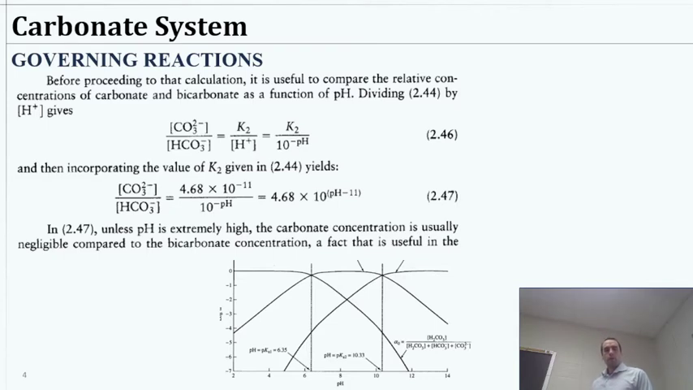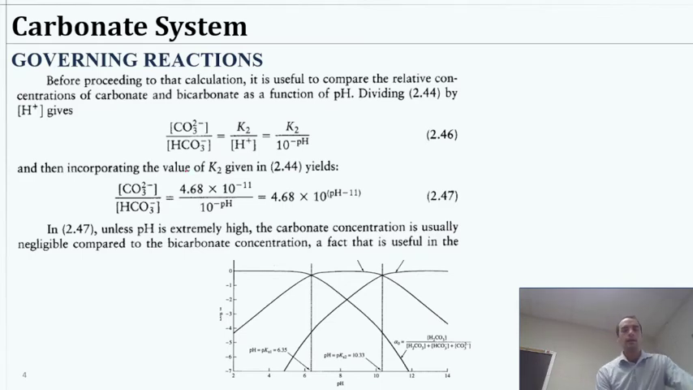Okay. A little bit more about that here. It's kind of just taking it a step further, showing us, if we are looking at our carbonate system here, it might be kind of interesting to compare how these relationships are set up by simplifying according to K1 or K2.